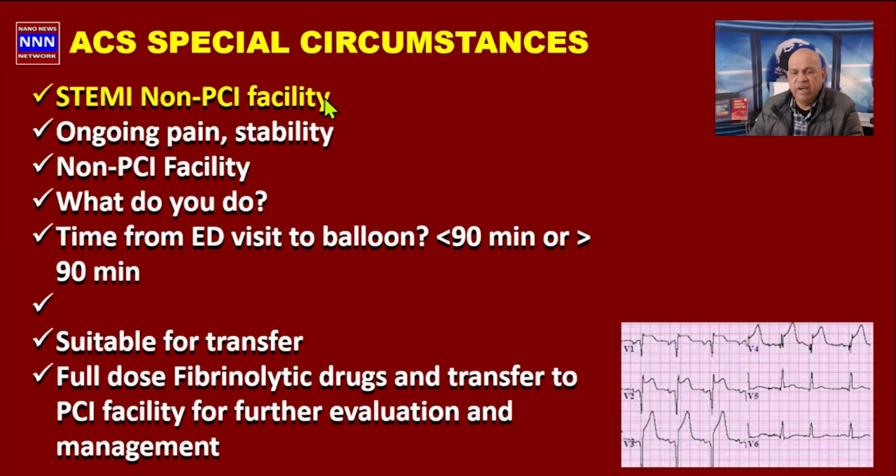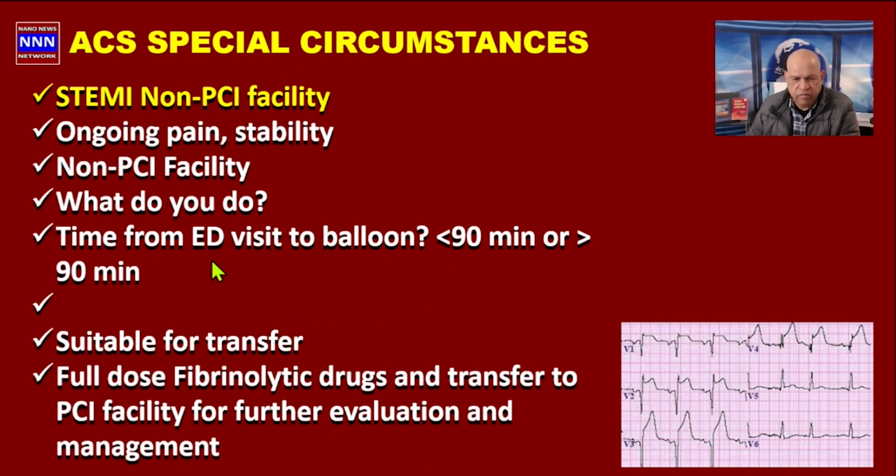STEMI at a non-PCI facility, and here are some of the important take-home points when you're dealing with a patient with ongoing chest pain, or a patient who is stable at a non-PCI facility. What do you do? The main question to answer is, can we get this patient from the presentation at the primary emergency room to a place where there is a PCI facility available in less than 90 minutes, where they can open up the artery? If that is the case, then these patients need to be hemodynamically stabilized and immediately transferred directly to the PCI facility cath lab.